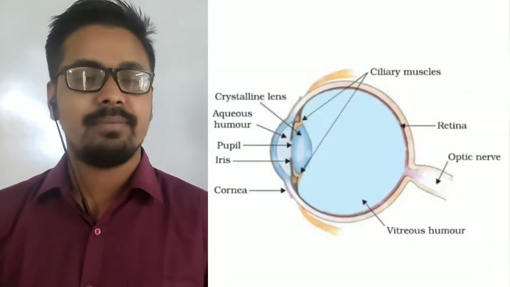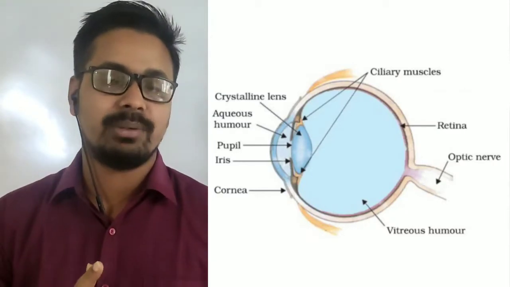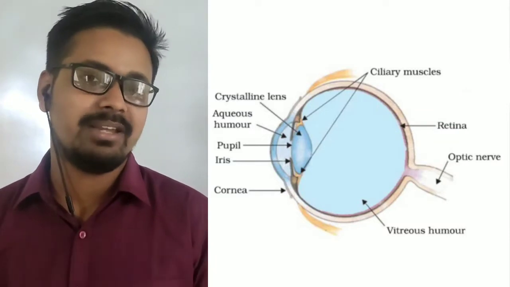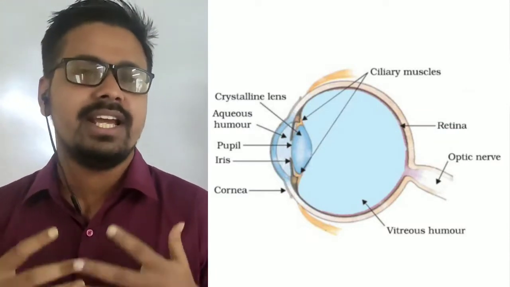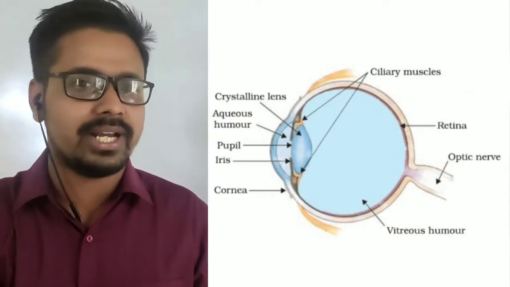What I have done here is add one image of the eye so that you get an idea of what I am talking about, which parts I am talking about. So the human eye, as you can see from the image, is a spherical body. It is completely spherical, and that is because of a component that is present inside the eye, and I'm going to come to that later on.